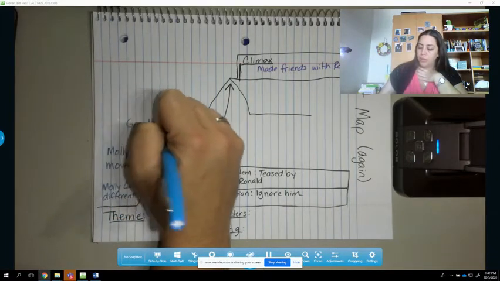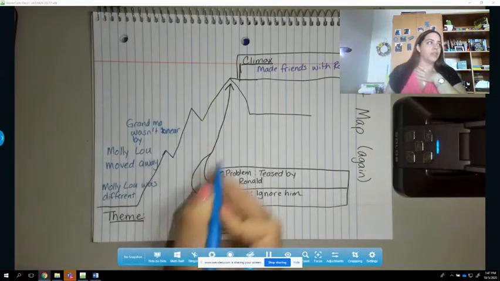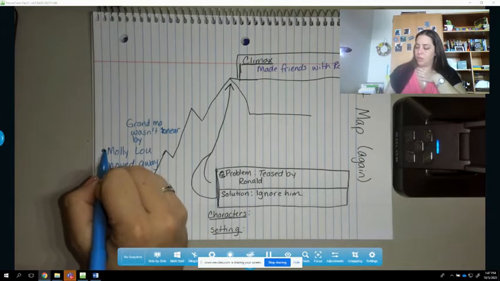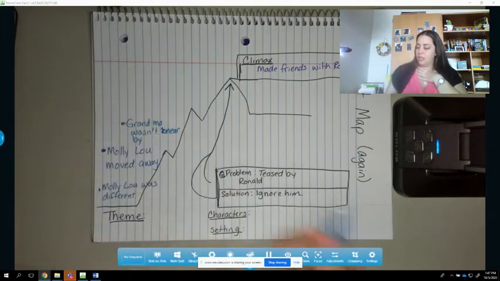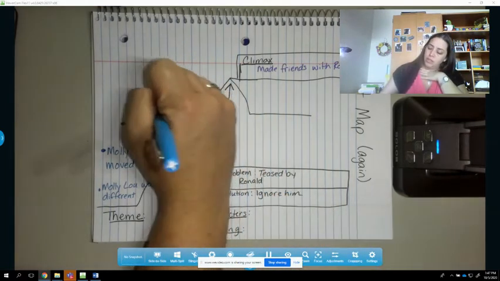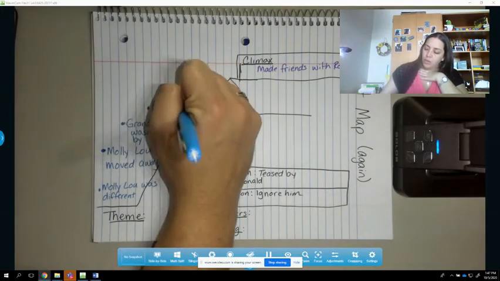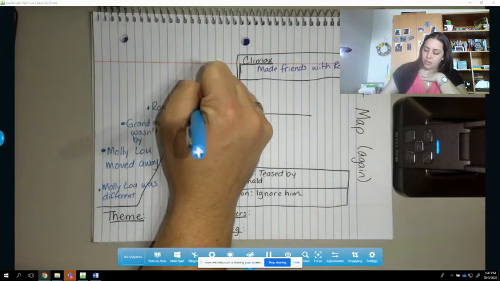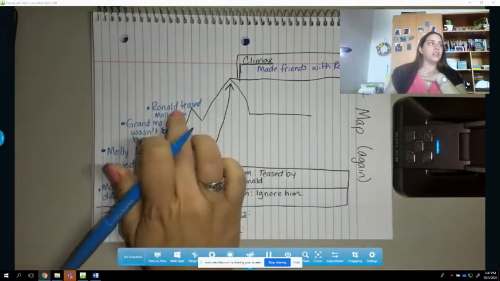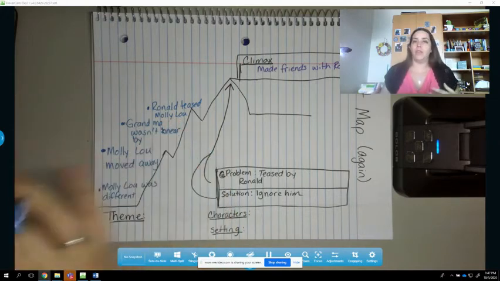So her grandmother wasn't nearby to make her feel better. So Molly Lou was different. Then our first problem was that Molly Lou moved away, and then her grandma wasn't nearby, and she was having problems making some friends. Remember, Ronald was teasing, but instead of Ronald teasing Molly, he thought he was going to be able to tease her and embarrass her and make all the other children laugh.